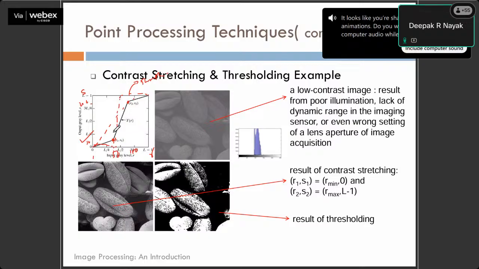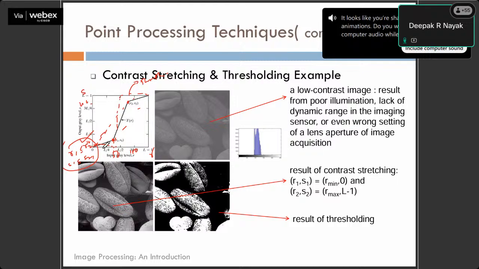So for this, what should be the condition here? The condition should be R1 less than or equal to R2, and S1 less than or equal to S2. This is the condition to be satisfied to get this kind of function. Otherwise, you'll get an identity function or a thresholding kind of function, or something close to those. So this condition has to be satisfied over here. This will help us in enhancing the contrast of the image.